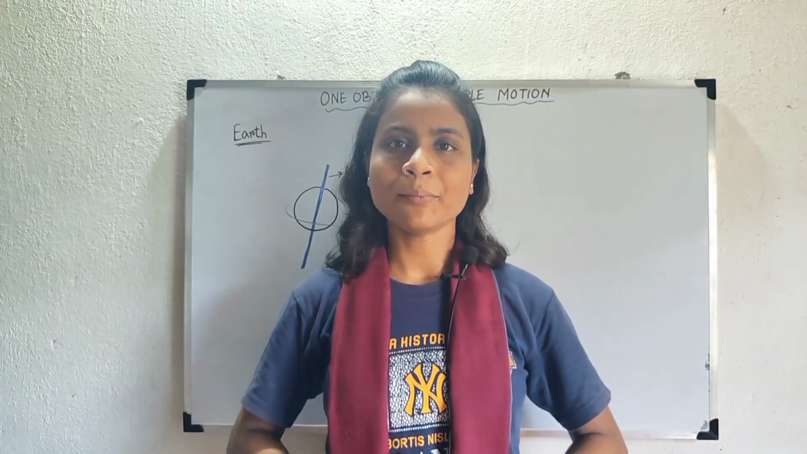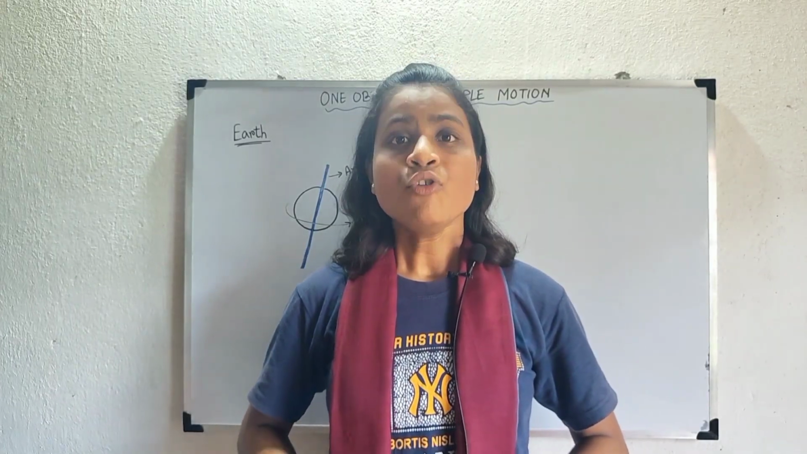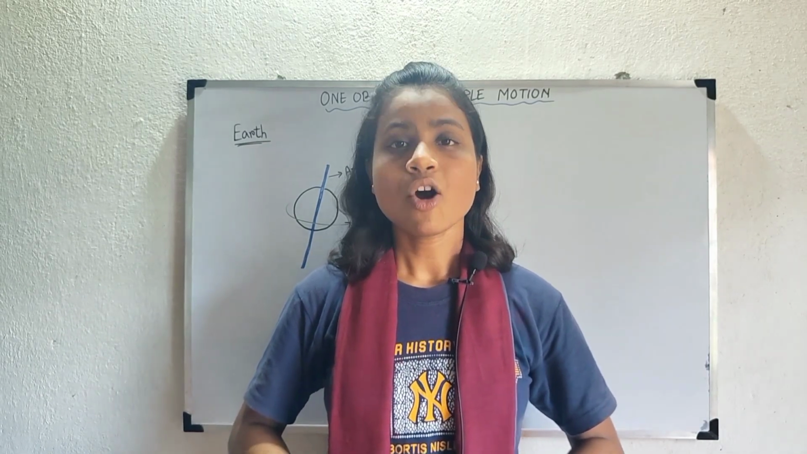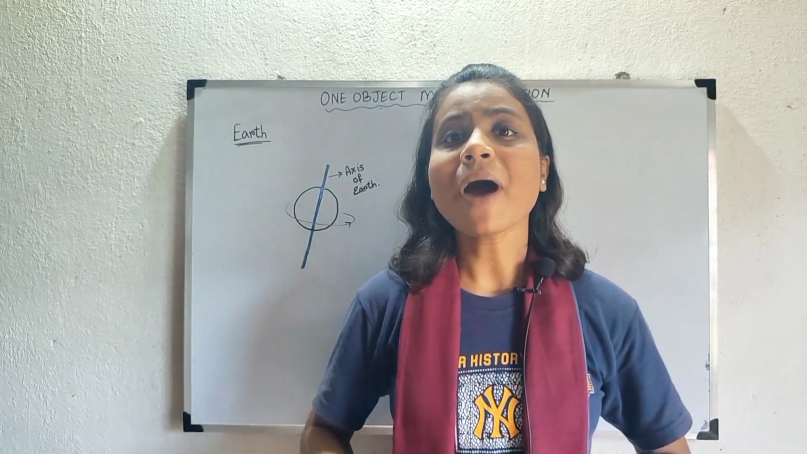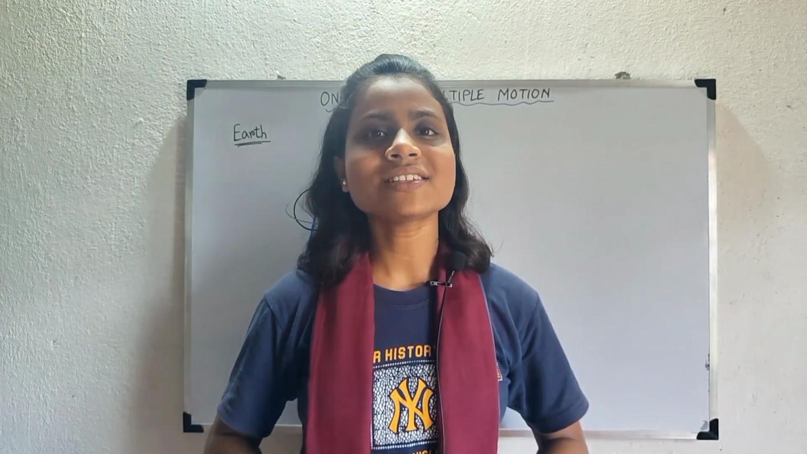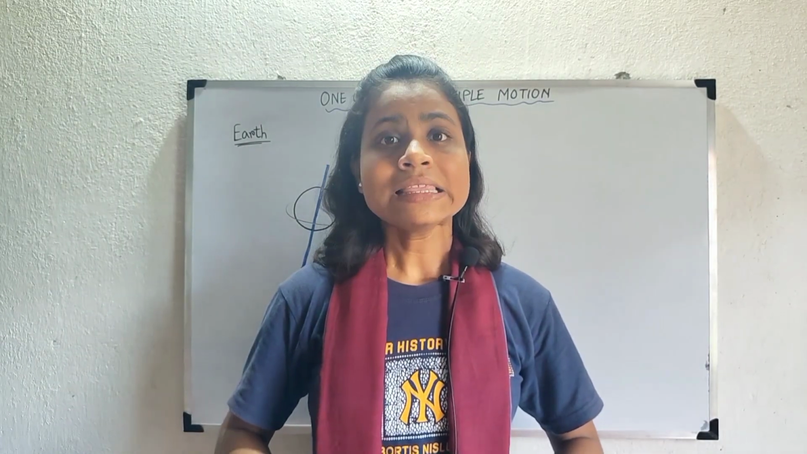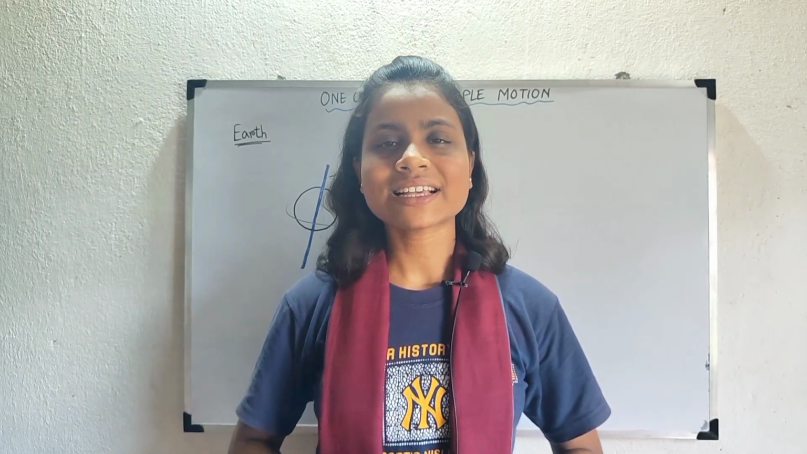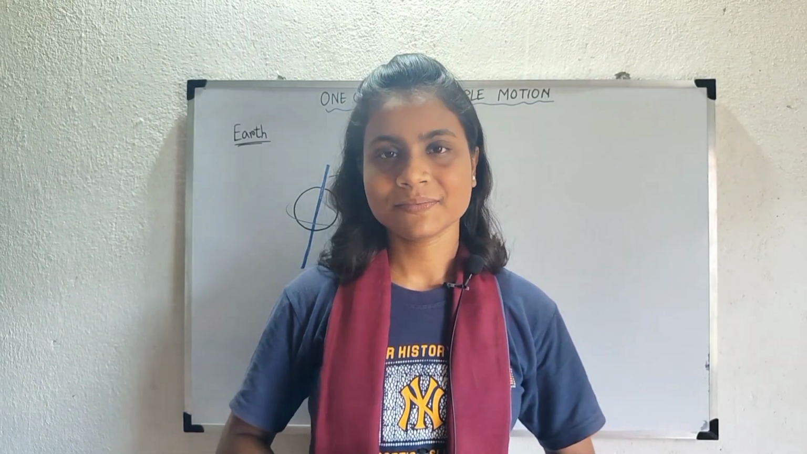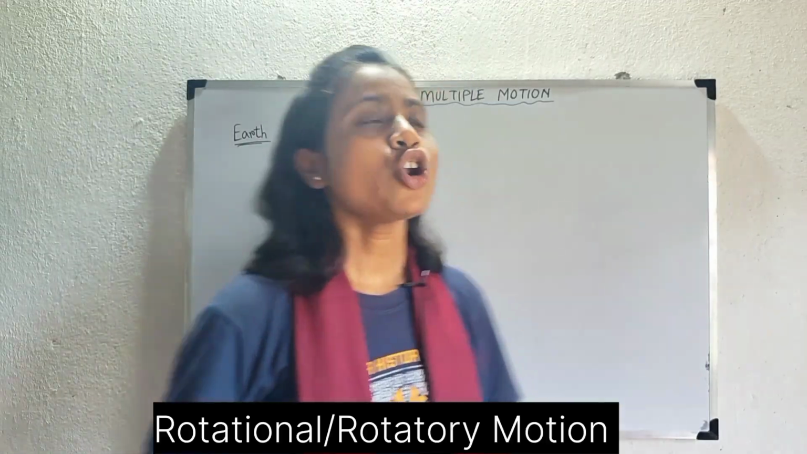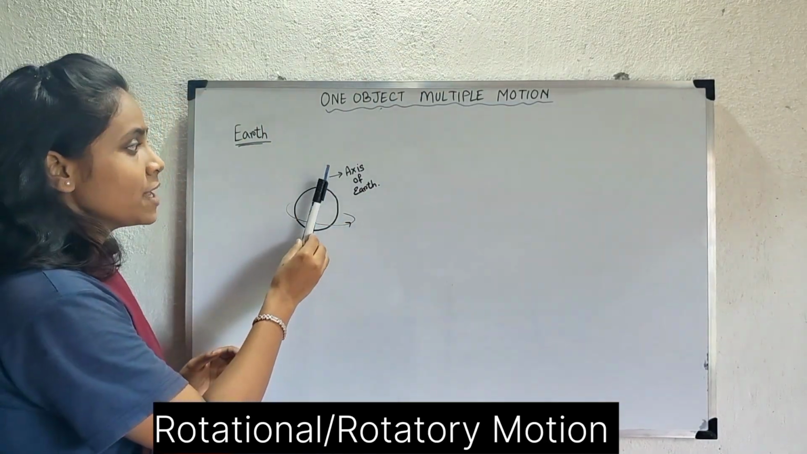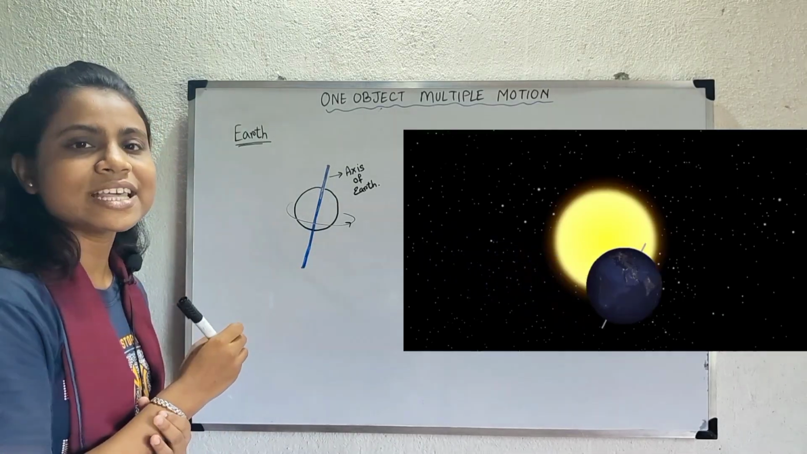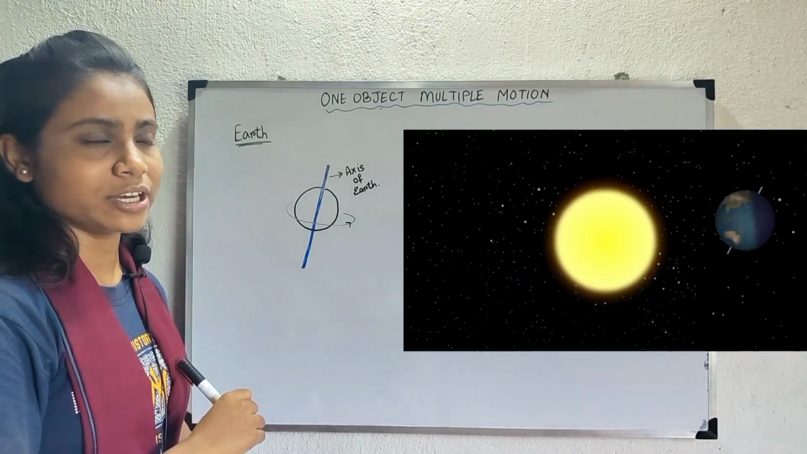Our second example is Earth. We all know that there is an imaginary axis or imaginary line that passes through the North Pole and South Pole of Earth. This is the axis of the Earth. About this axis, the Earth rotates. Hence, this is the rotational motion of the Earth. That is, the Earth rotates about its axis. So it is the rotational or rotatory motion.